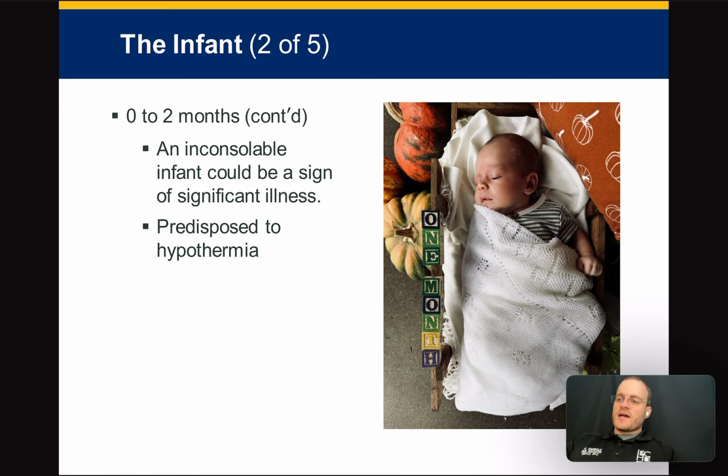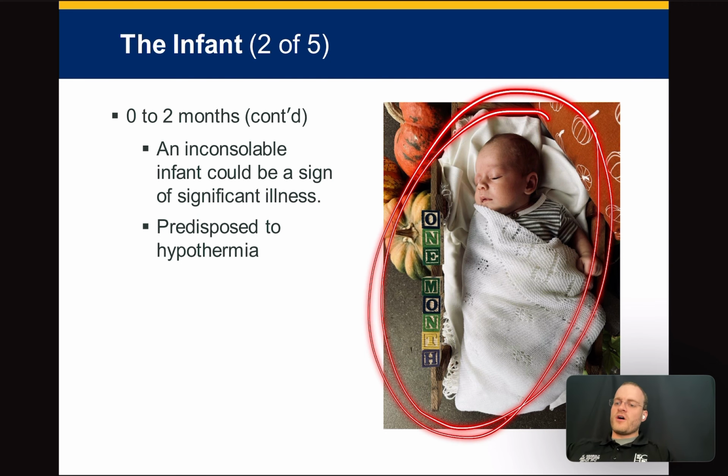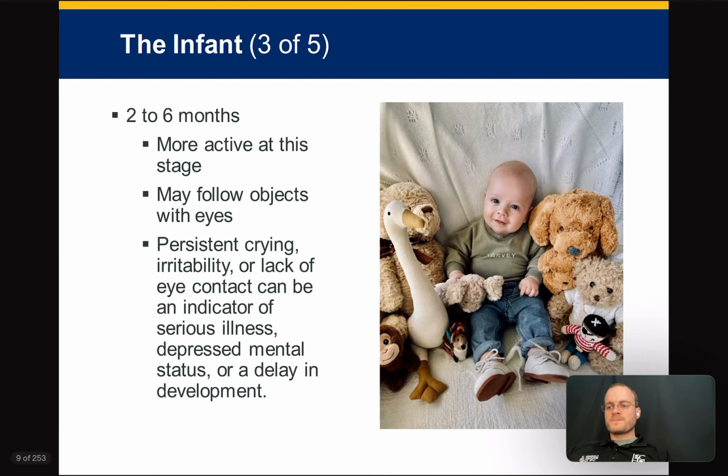This little guy is my nephew, Mr. Harvey, and that was him when he was a month old. And this is him when he was a little older. I'm going to guess like 3 or 4 months, 3 months.